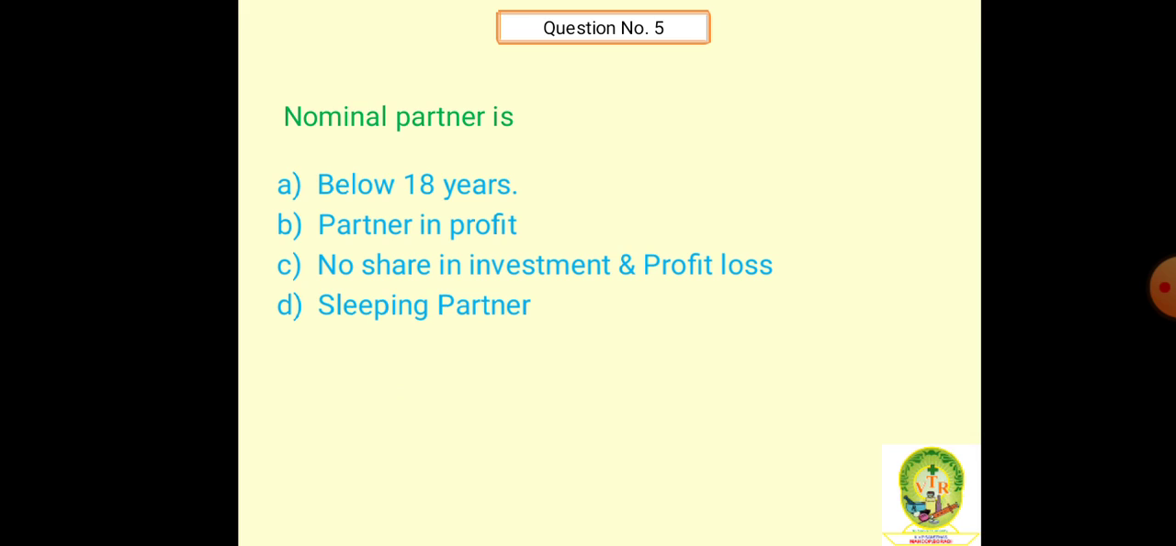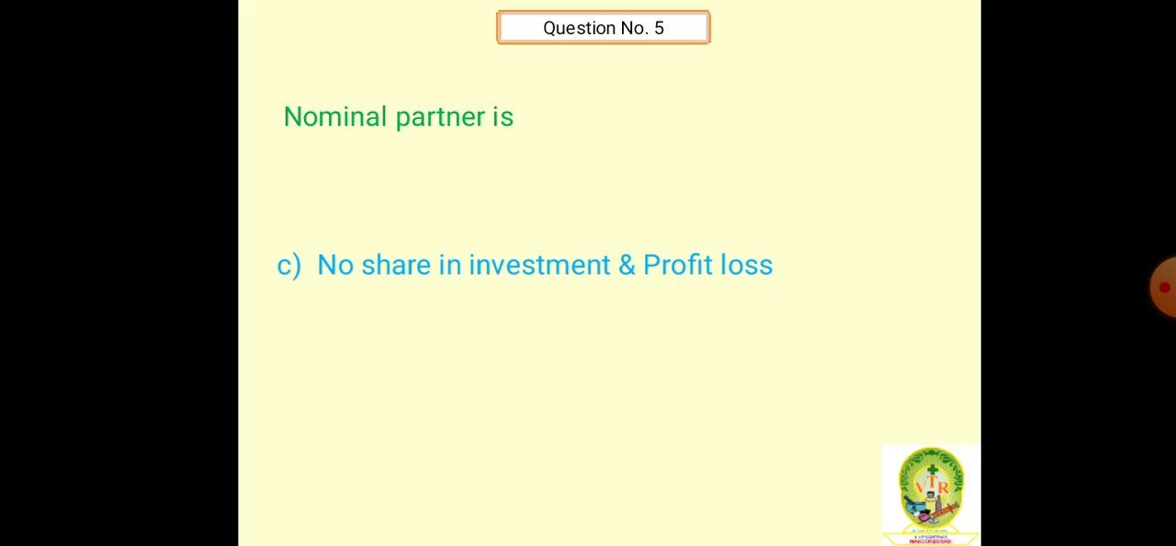Nominal partner is, options are A. Below 18 years, B. Partner in profit, C. No share in investment and profit loss, D. Sleeping partner. Right answer is C.